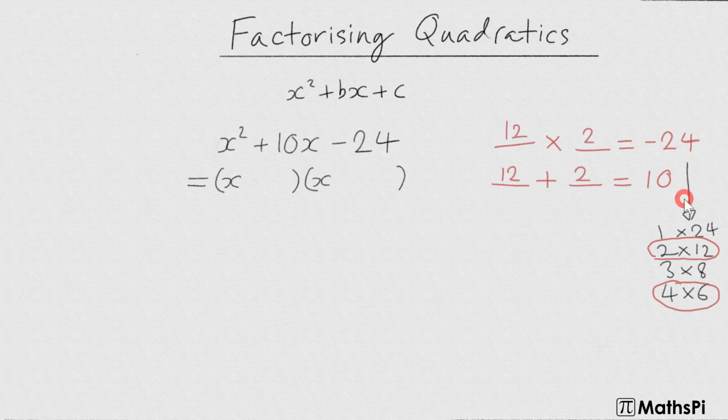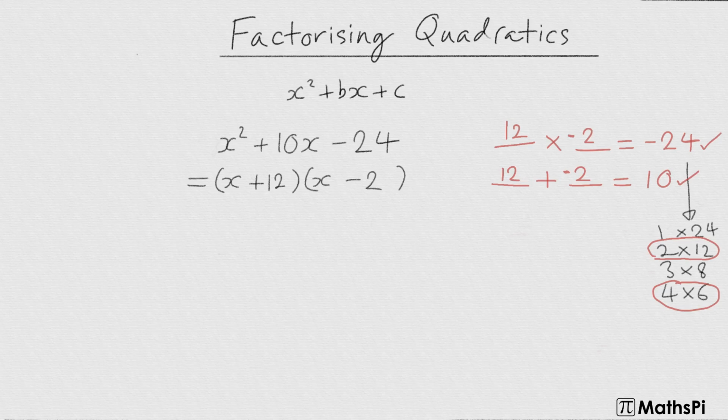Once again, going to the sum, force the sum to be correct. So at the moment, 12 plus 2 is 14. For me to make this 10, I need to change the 2 to a negative. So now I have 12 take away 2, or 12 plus minus 2 is 10. This is correct. Make the same change on the product and check it. 12 times negative 2 is negative 24. That is also now correct, and that must mean that my numbers are absolutely correct for this question. So going back to our answer here, it would just be x plus 12, x minus 2.